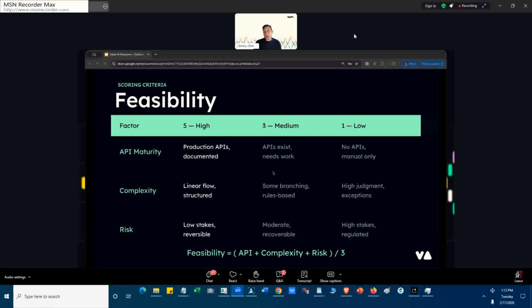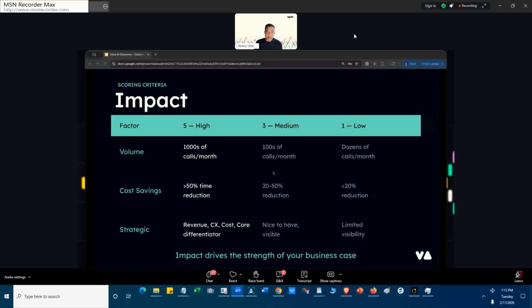Now, on to impact. Impact has also 3 key factors. The first one is volume. Do we have thousands of calls per month or hundreds of calls per month? If there's a lot of calls, then you score high in volume. If it's low, you score low.